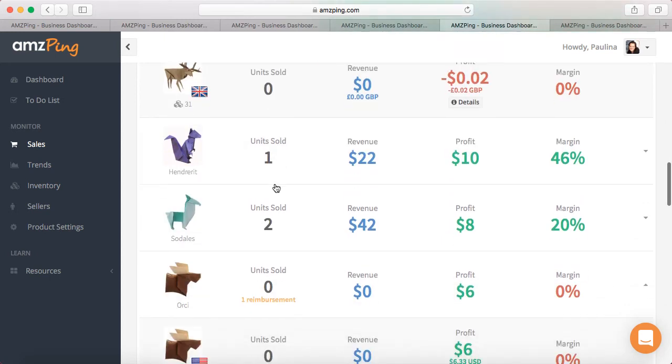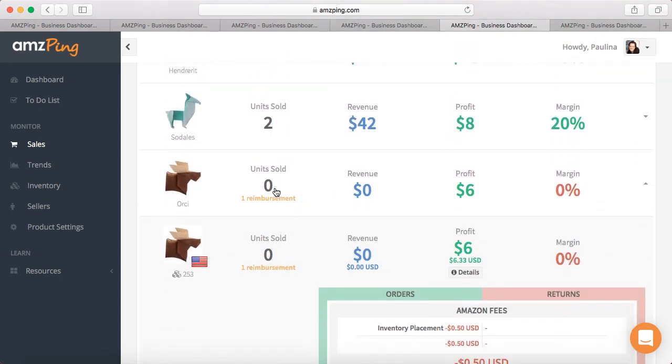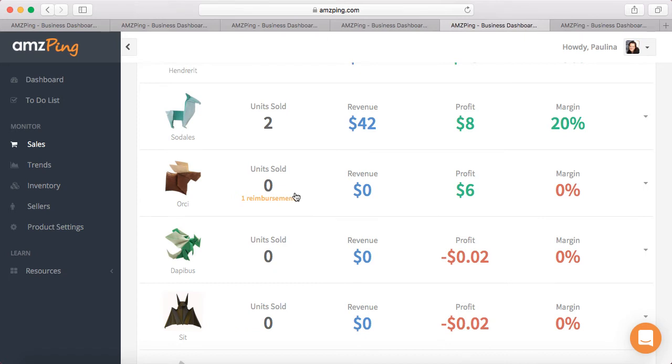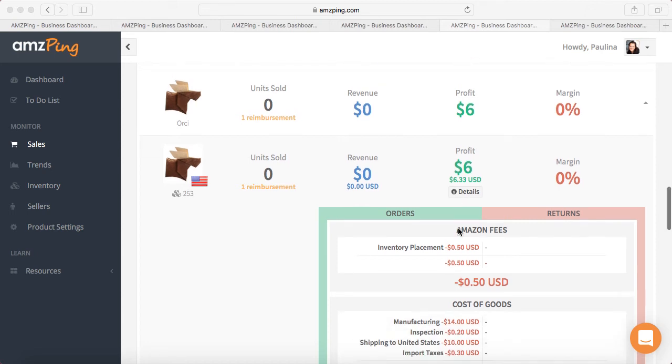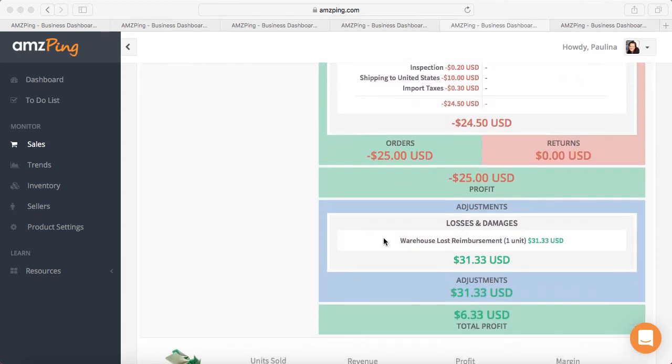Let me just cover one more thing that could happen. Sometimes you may see something like this, which is a reimbursement. Hold on, let me just set it up for us. Okay, so sometimes you will see units sold 0, but 1 reimbursement came on that day. If you expand the row and click on details, you will see the adjustment section why this happened. In this case, the warehouse of Amazon lost your item and then it gave you a reimbursement, right?